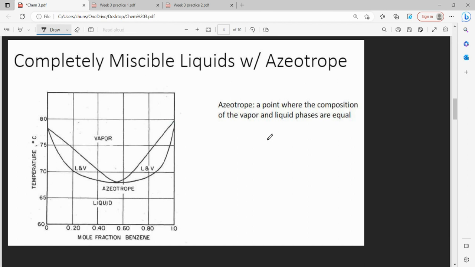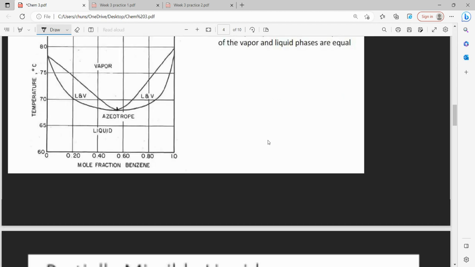So, completely miscible liquids with an azeotrope. This is where the composition of vapor and liquid phases are equal. This is basically just a dip in the envelope where they experience 2 points of contact. And for both of our components, the compositions of liquid and vapor become the same in this region.